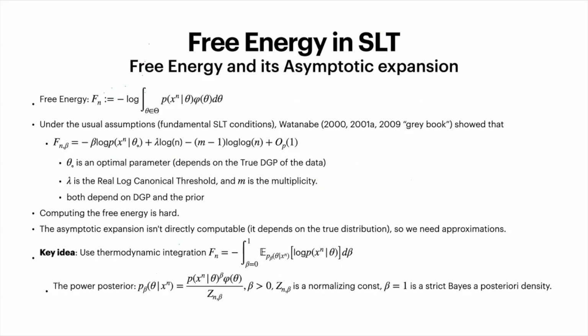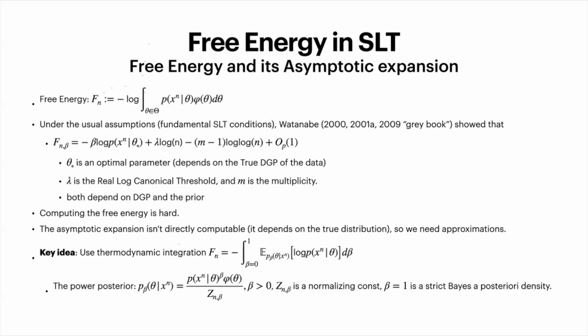Okay, now let's go a little bit into the details. This is just a quick recap of the free energy. Obviously, this is the definition of the free energy, the negative log evidence, and as Watanabe showed in the Gray Book and some of the papers from 2000, 2009, this asymptotic expansion, where you have the first term, a very typical first term, the likelihood under the true parameter, theta naught, and then you have the RLCT, the second order term, and then you have the multiplicity, and then you have O_p(1).